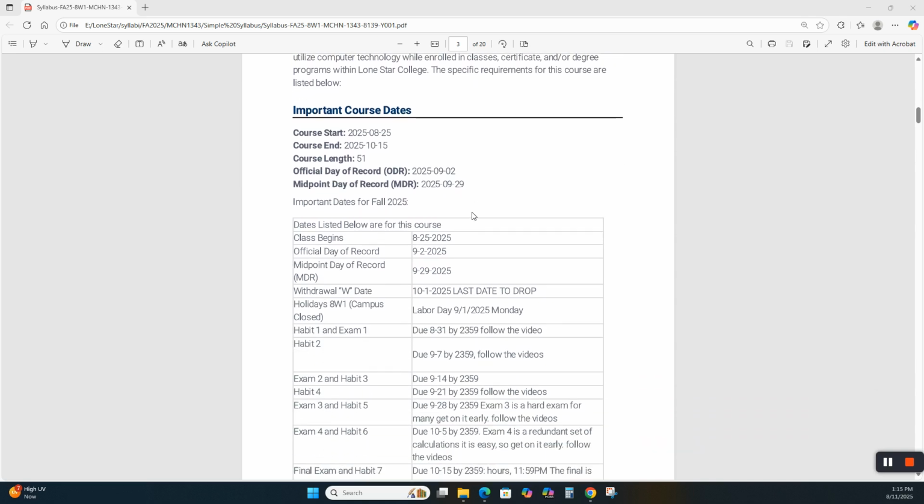Important course dates. You'll find that here in this calendar.